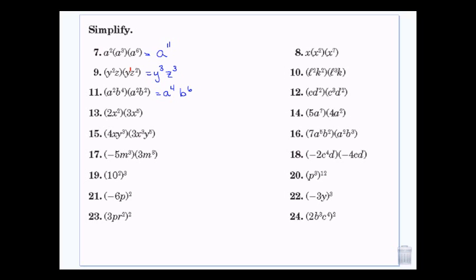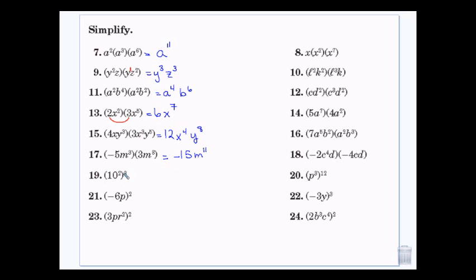Now when I have a number and a letter, the coefficients get multiplied. So 2 times 3 is 6, and then x squared times x to the fifth is x to the 7th. Same, 4 times 3 is 12, x times x to the third is x to the fourth, y to the third times y to the fifth is y to the eighth. Negatives and positives, those rules all stay the same. So negative 15 m to the 11th.